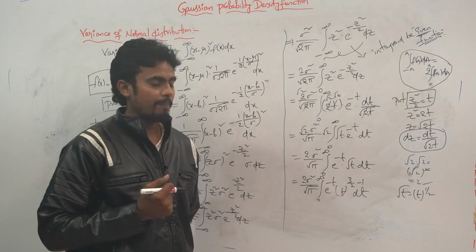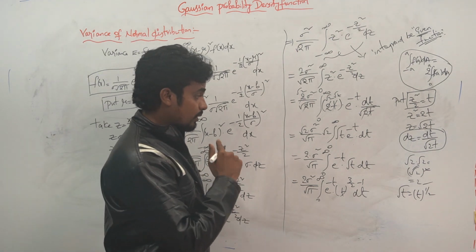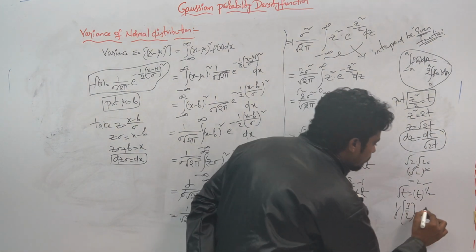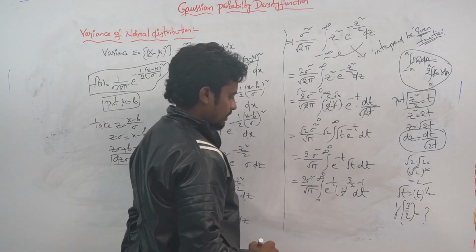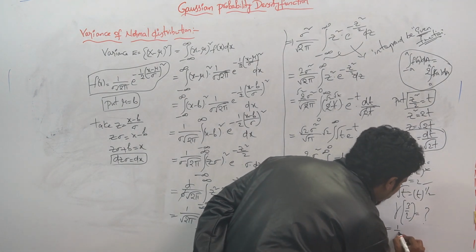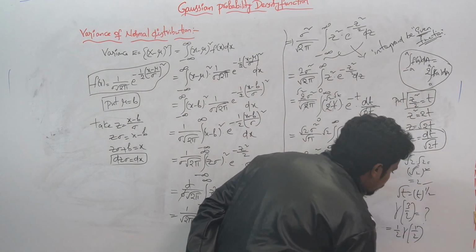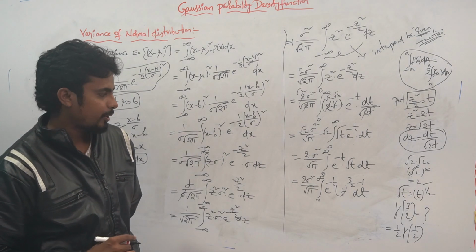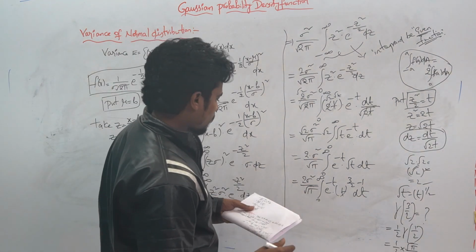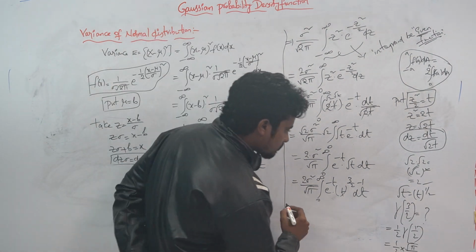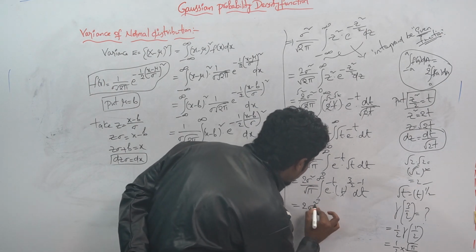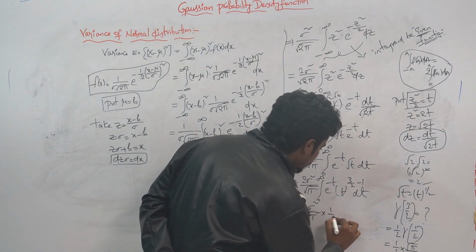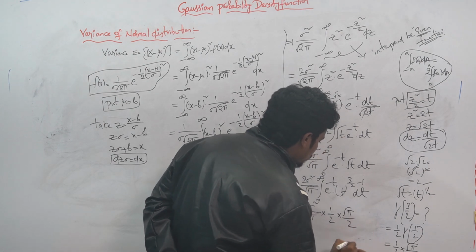What is the gamma function in calculus? So here you can observe the gamma function of 3 by 2. How can you write the gamma function? The gamma function of 3 by 2 will be 1 divided by 2 into gamma of 1 divided by 2. And gamma of 1 divided by 2 will be root pi by 2, right? So that will be 2 sigma square divided by root pi into 1 divided by 2 into root pi divided by 2.